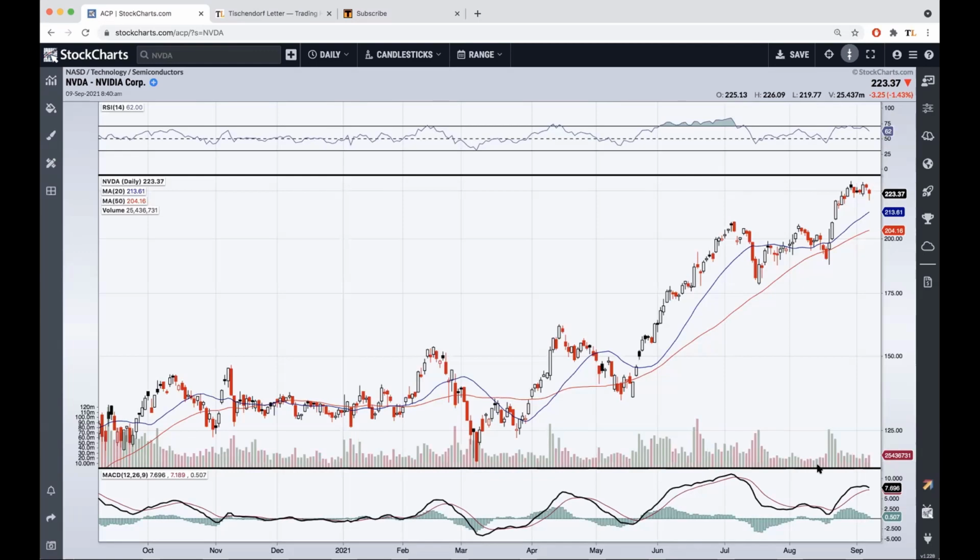Aren't we already in a melt up, Olivier? It's not like we're waiting for a melt up to begin. If you look at the chart, it's pretty parabolic on the indexes.